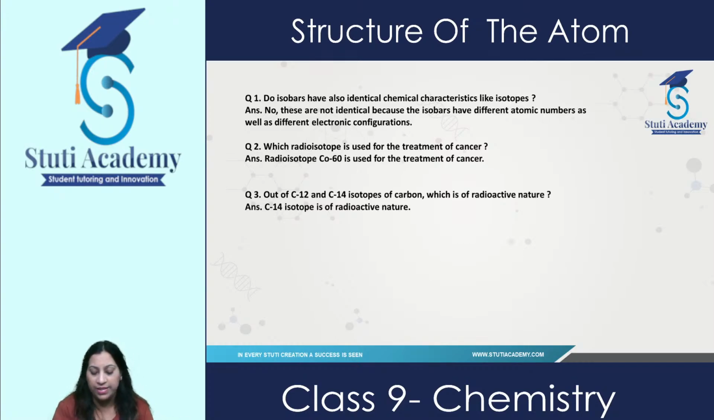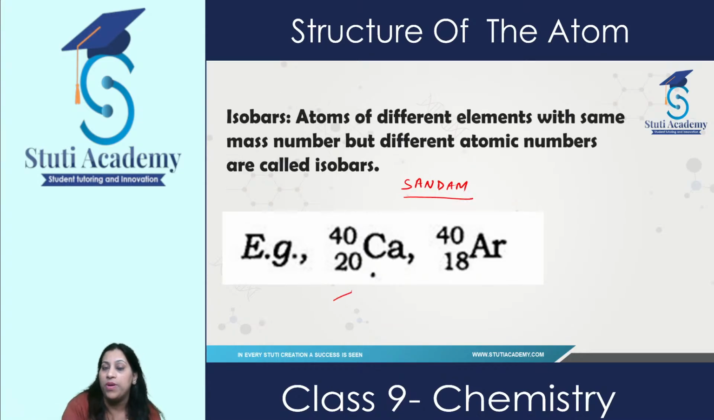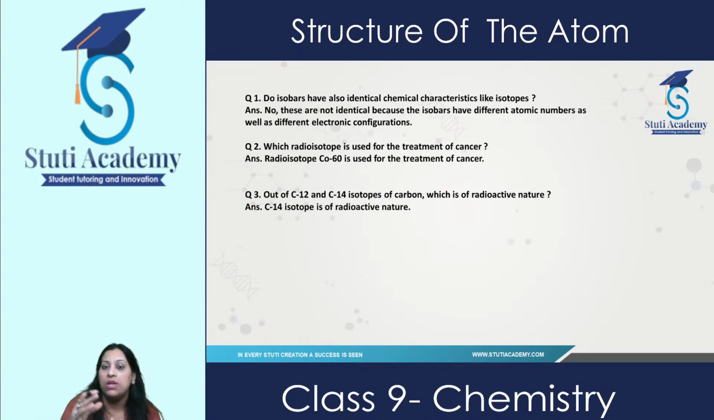Now questions can come in the exam. Do isobars also have identical chemical characteristics like isotopes? No, because if you are talking about isobars, their atomic number is different but their mass number is the same. But if you are talking about isotopes, they have the same atomic number but different mass numbers. So these are the examples of different isotopes and isobars, and they have different electronic configurations.